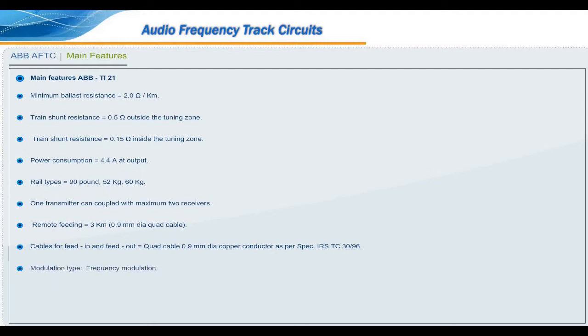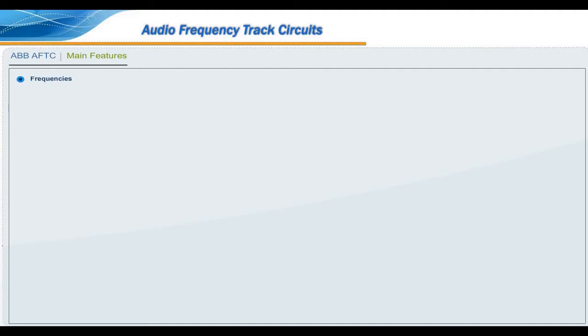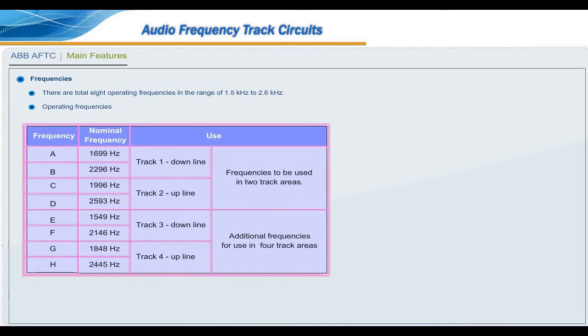Modulation type: frequency modulation. Modulation rate equal to 4.8 Hz. Frequencies: there are a total of 8 operating frequencies in the range of 1.5 kHz to 2.6 kHz. Operating frequencies as per the given table.